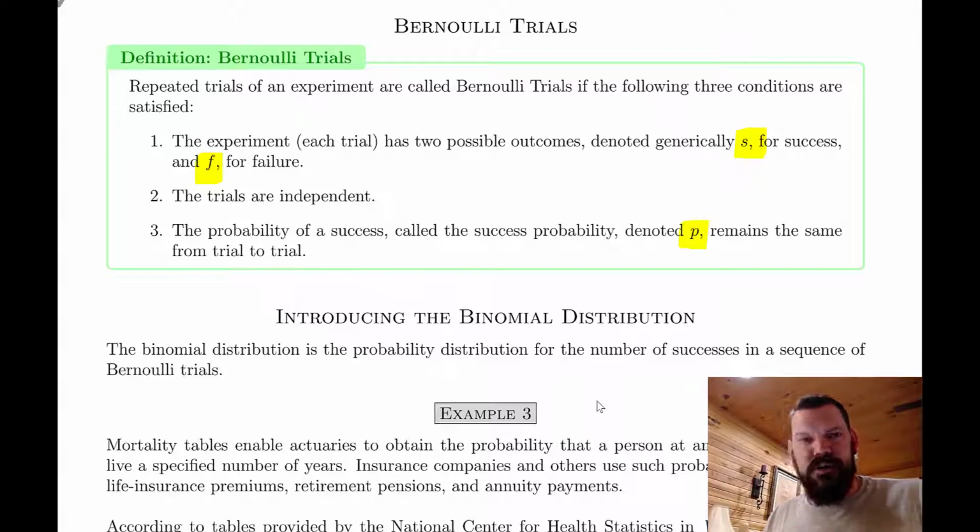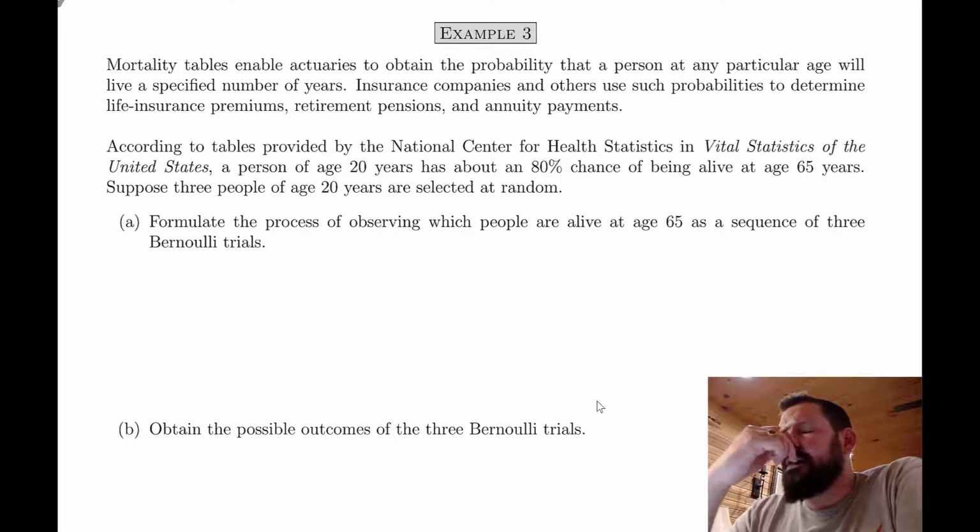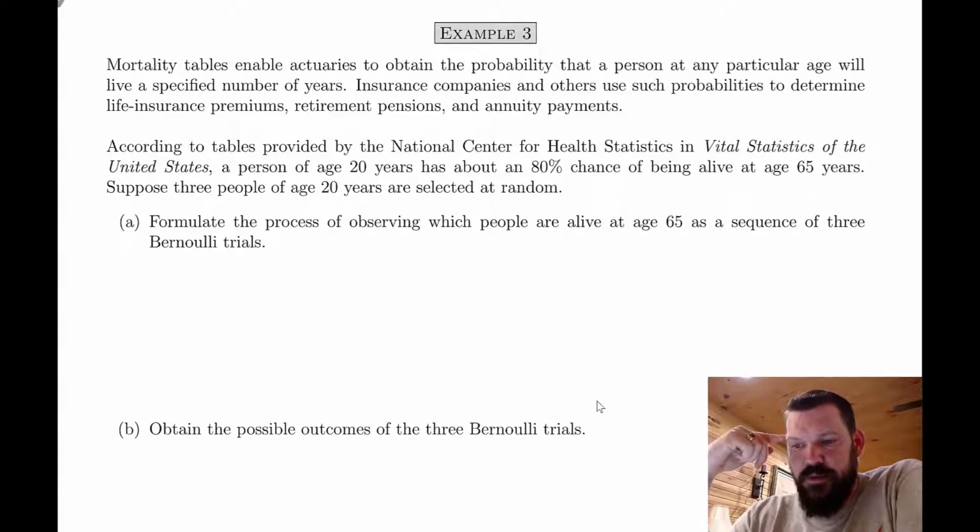So if we were considering flipping a coin, the probability of getting heads is 0.5. And that is consistent every single time we flip the coin. There is a 0.5 probability that we will get a head on any given coin toss. So with example 3, this is a very long example, but it's a very detailed example that will expose you to what Bernoulli trials really are.